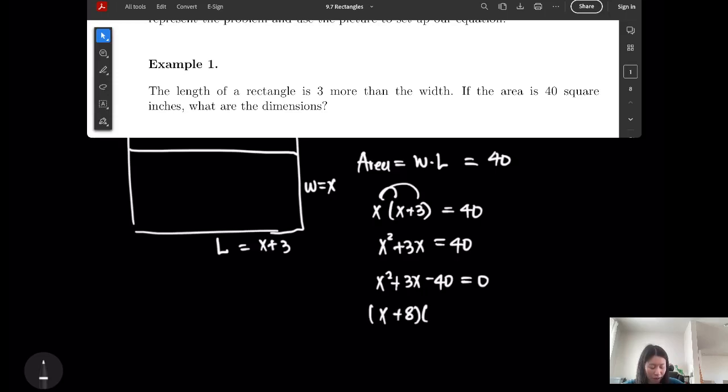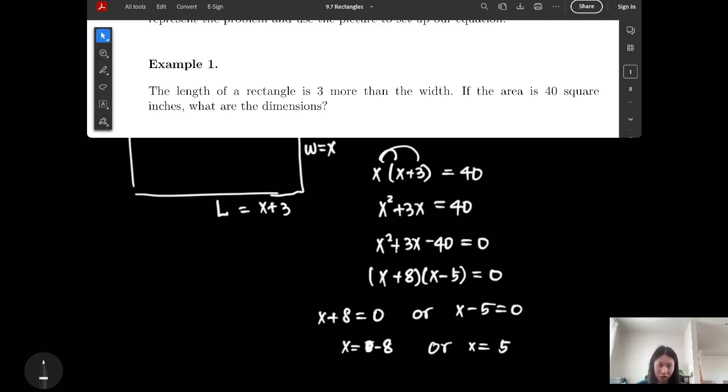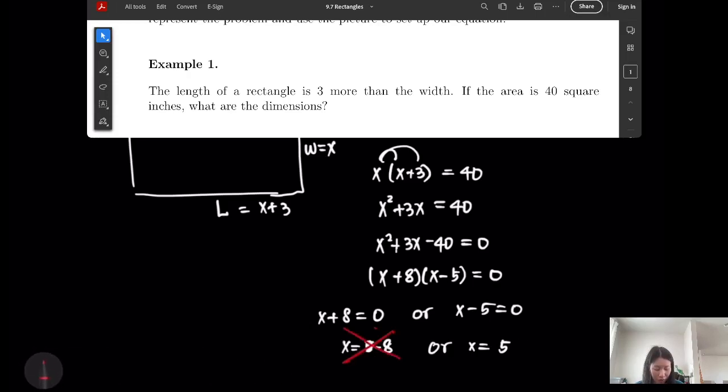So I have x plus 8 and then x minus 5 equals 0. So the solution is either x plus 8 equals 0 or x minus 5 equals 0. So x is equal to -8 or x equals 5. Since we're talking about dimensions, we can't have a negative number, so we're going to drop the negative number. So that means the width equals 5 inches, and then the length is 5 plus 3. So the length is going to be 8 inches.